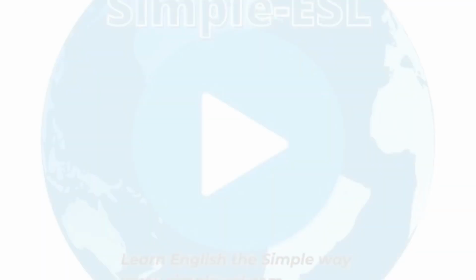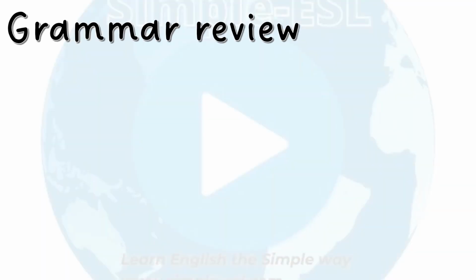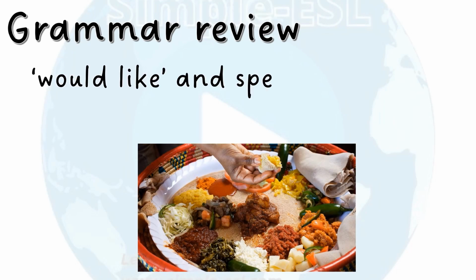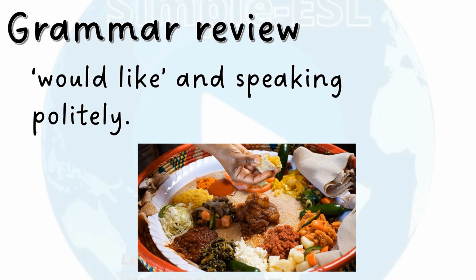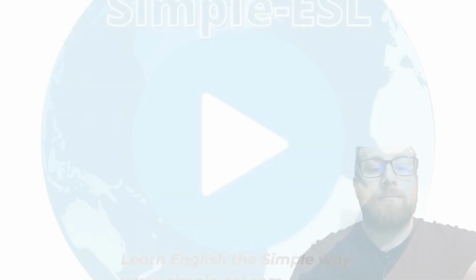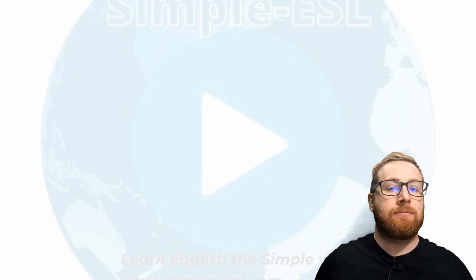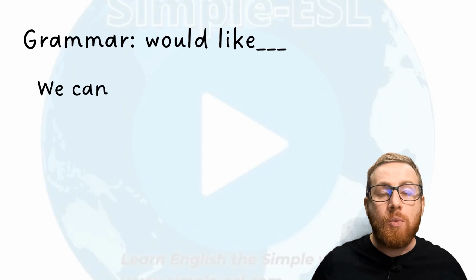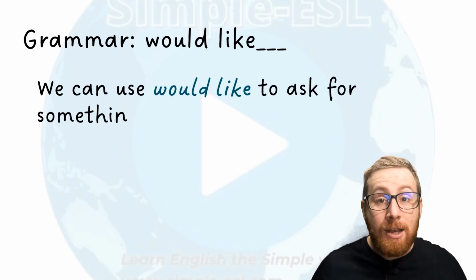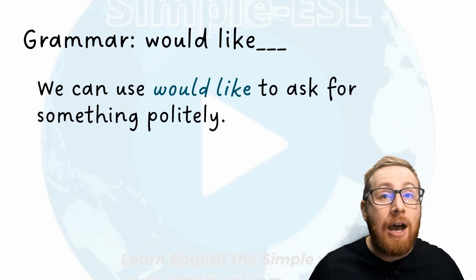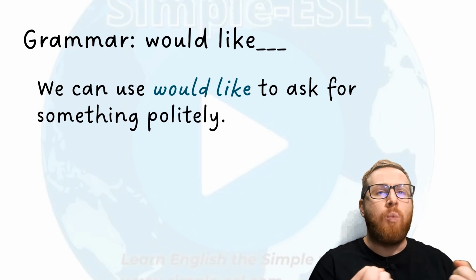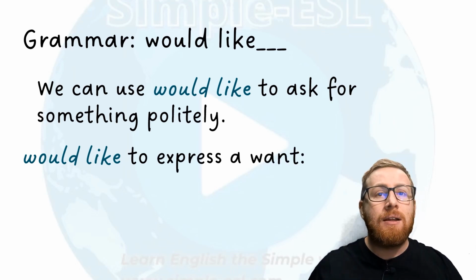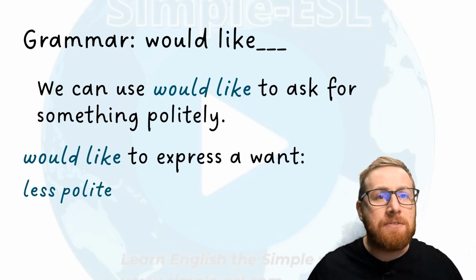Very good. So this is our second grammar session of this lesson, grammar review. Using would like and speaking politely. So, in grammar, would like, we can use would like to ask for something politely. So, would like to express a want. So, I would like a thing. So, a less polite version.